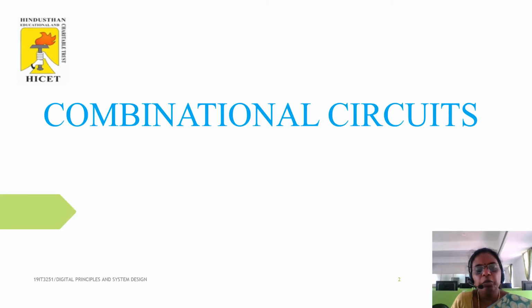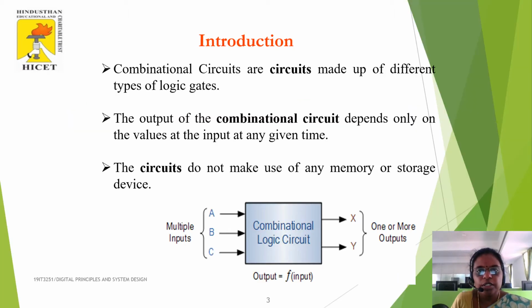In this video, I am going to discuss combinational circuits. Coming to the introduction, generally these are logic circuits having different logic gates integrated in a circuit. A combinational circuit is a circuit whose output depends upon the input variables. It can have n input variables and m output variables, and these circuits do not make use of any memory or storage device.